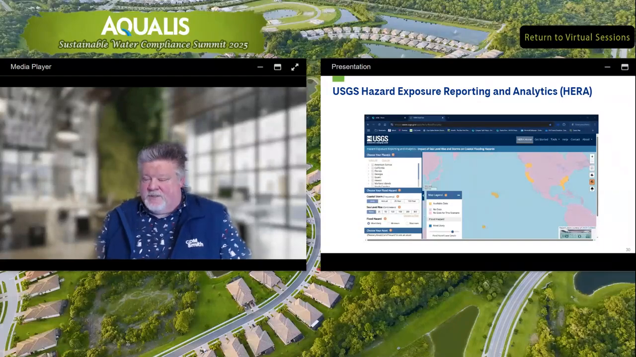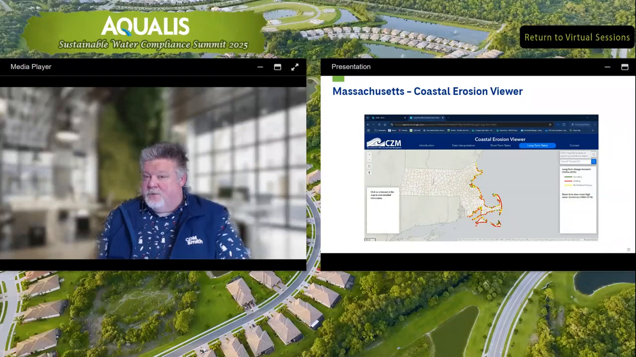But it's a tool. It's interesting to look at and see the potentials of how we can communicate at-risk areas to community members. And then states do this data work as well. So this is the state of Massachusetts Coastal Erosion Viewer. This looks very similar to what's available from USGS, and that's because the state of Massachusetts did work with the USGS in developing their data set. They actually paid USGS to do the work.